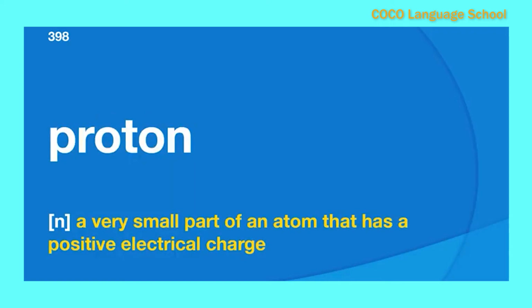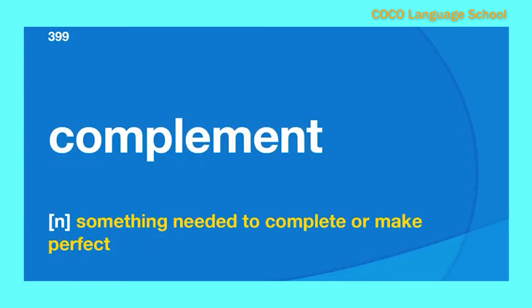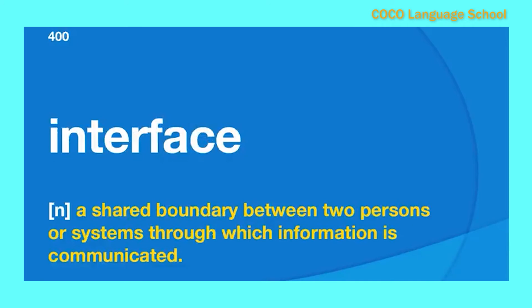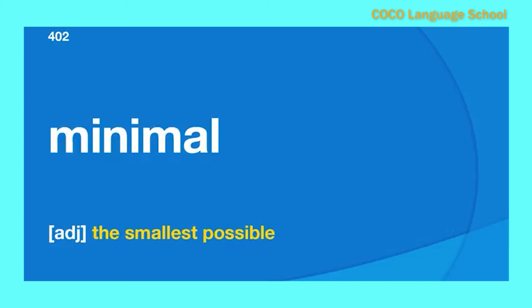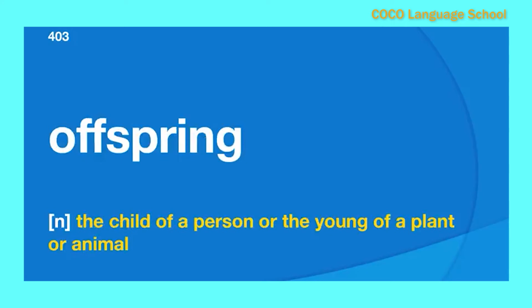A very small part of an atom that has a positive electrical charge. Proton. Something needed to complete or make perfect. Complement. A shared boundary between two persons or systems through which information is communicated. Interface. Concerning the area around where you are. Locally. The smallest possible. Minimal. The child of a person or the young of a plant or animal. Offspring.